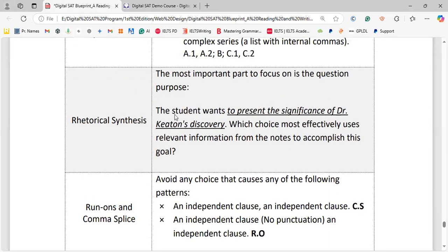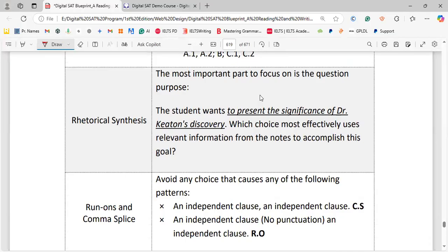In rhetorical synthesis questions, we focus on the objective of the question. That's it. Focus on the objective. The objective will lead you to the answer, and sometimes you don't even have to read the points.